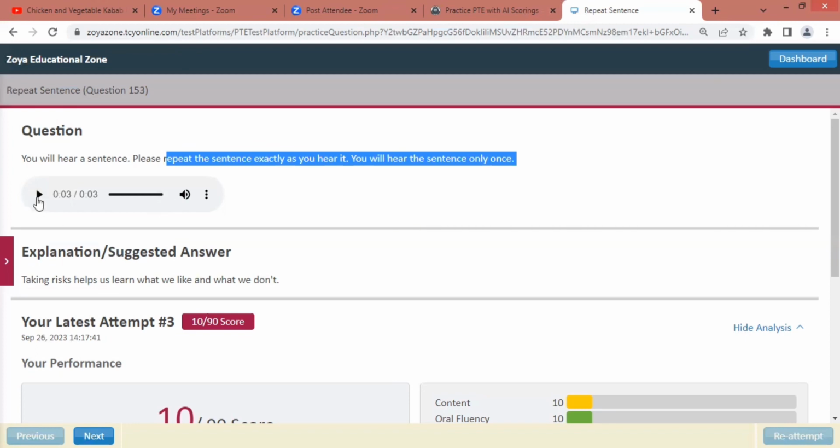So I need to play it again. Taking risks helps us learn what we like and what we don't. So, taking risks helps us learn what we like and what we don't. So it is what we do not, not don't. Clear?